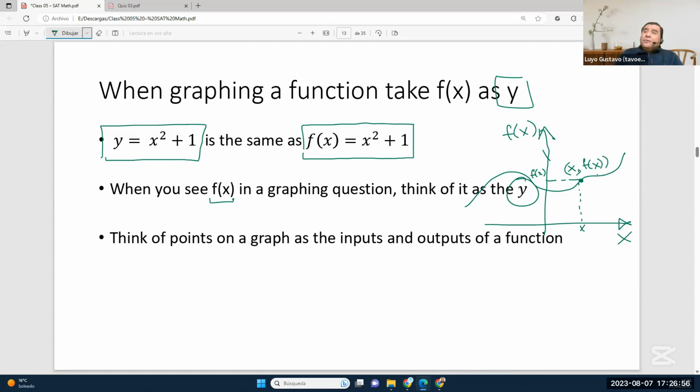A graph of a function f of x, or a g of x, or any other name, but usually in SAT questions is f of x, okay? The points give you the inputs and outputs of the function. So let's see some examples.